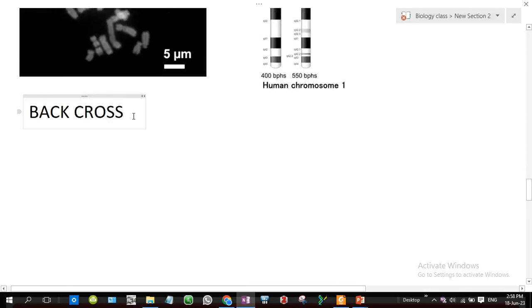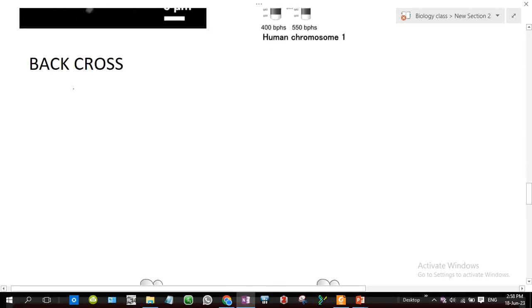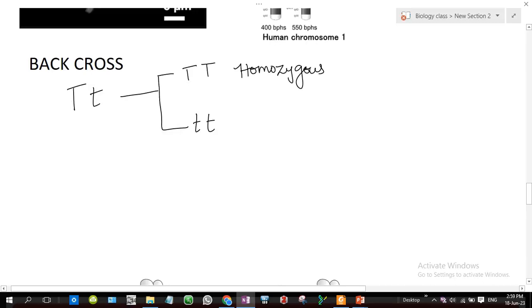So we start with the concept of back cross. In back cross we are going to take the hybrid and cross it with either a true breeding homozygous dominant or a true breeding homozygous recessive. Both are capital T, so we call that a homozygous dominant, and this one is homozygous recessive. The results are based on a protocol, so let's see how this table is done.